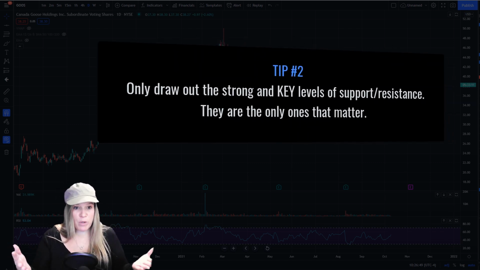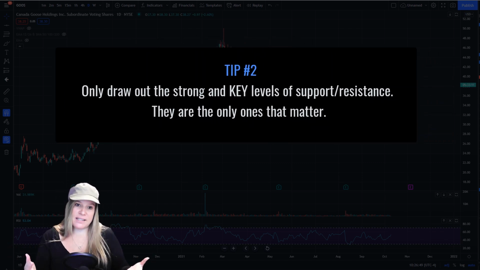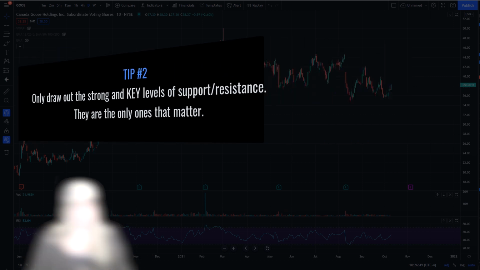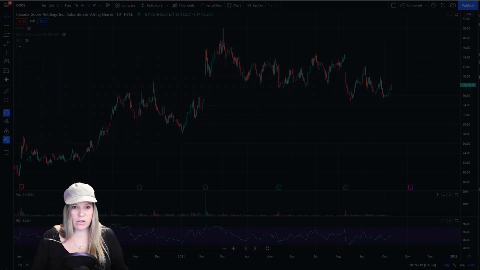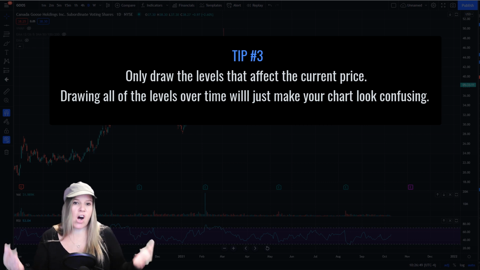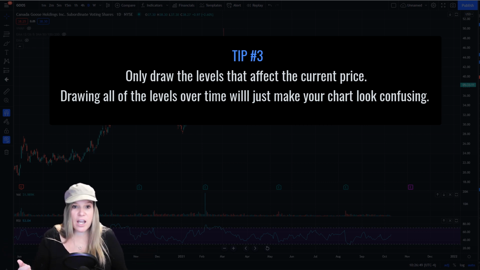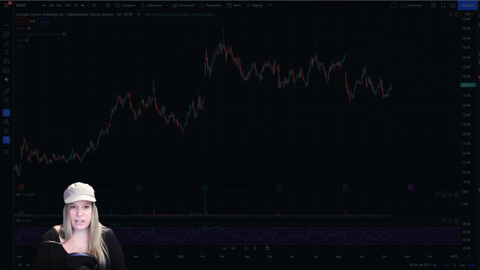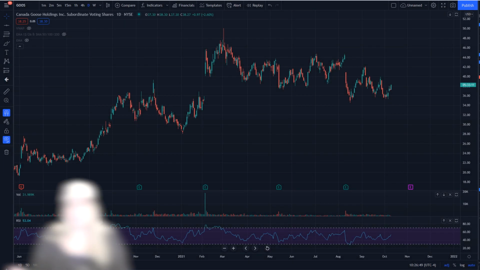Once you've gone through the process of classifying your support and resistance, only draw the ones that really matter. So the strong ones and the key ones. They're the only ones that matter, and that's the reason why we go through this process to begin with. It's tempting to just go through all of your charts and plot out all of the support and resistance over time so that one day when you need that chart, you can pull it up and your levels will already be there. But there's a couple of reasons why I don't do this.